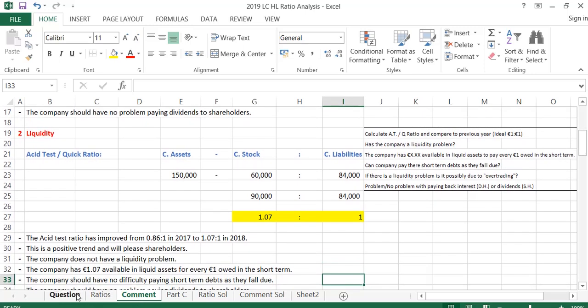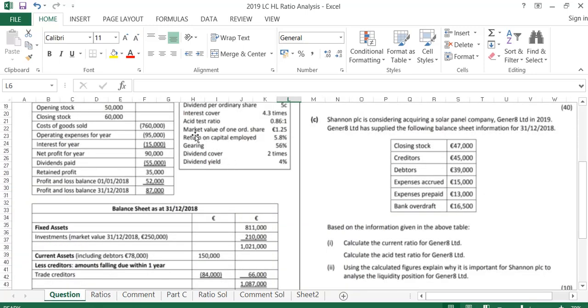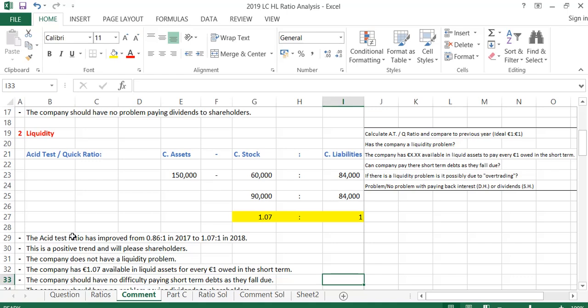Now, what was the acid test ratio last year? The acid test, or the quick ratio as it's sometimes called, was 0.86 last year. So last year they had liquidity problems, this year they don't. So the acid test ratio has improved from 0.86 to 1 in 2017 to 1.07 is to 1 in 2018. This is a positive trend and will please shareholders. If it had gone down, or if it was still less than 1 to 1, it would be negative and shareholders would not be happy. The company does not have a liquidity problem at the moment.